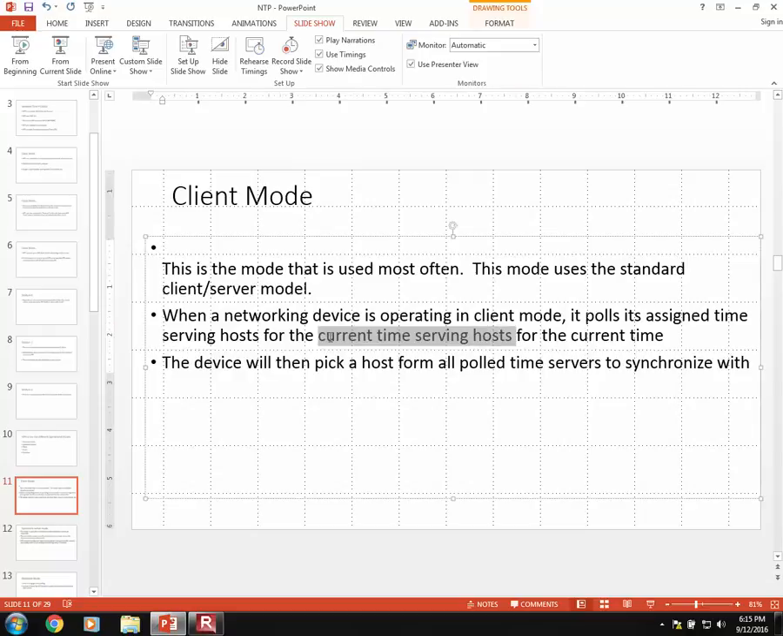The device will then pick a host from all polled time servers to synchronize with. Usually in NTP, a client has multiple time servers that it can choose from. Basically it chooses one, and it synchronizes with the one that it has chosen.